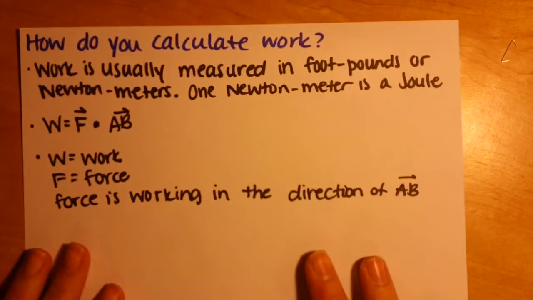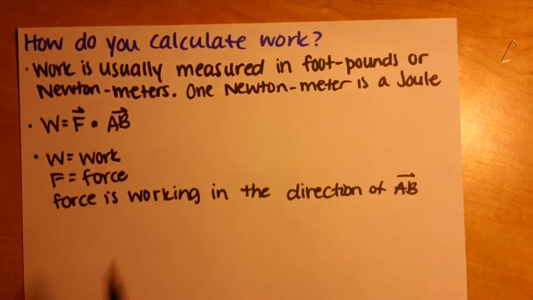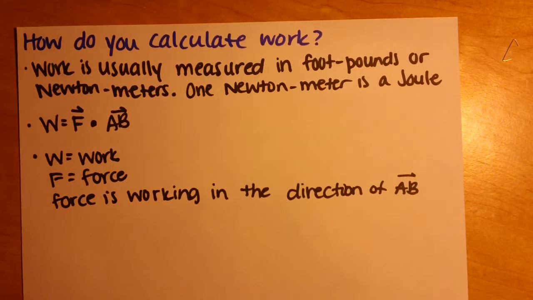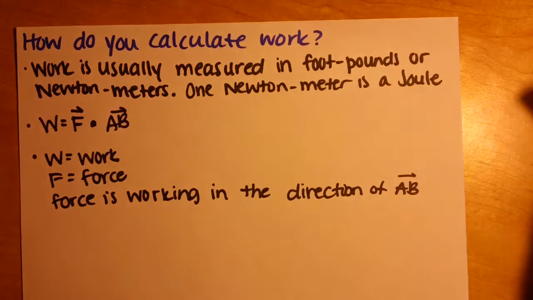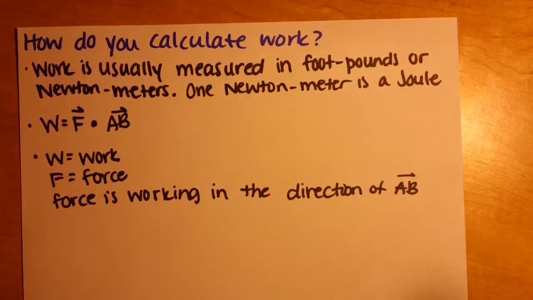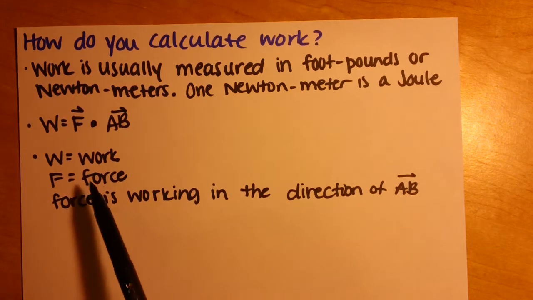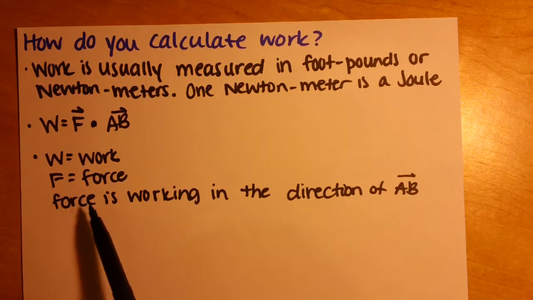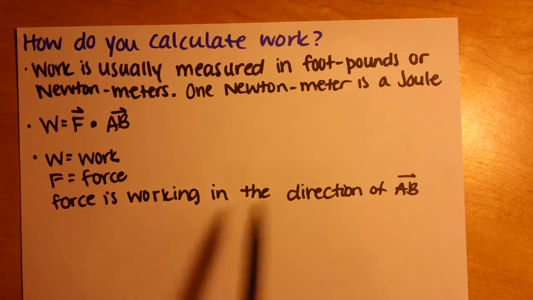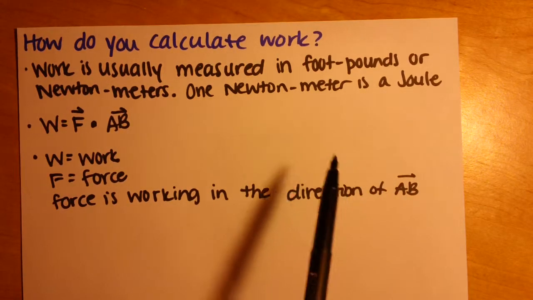So now let's look at how to calculate work. So how do you calculate work? Work is usually measured in foot-pounds or Newton-meters. 1 Newton-meter is called a joule, which you may be familiar with if you've done some chemistry or things like that. So work is going to be force times the vector AB, where W is work, F is force, and the force is working in the direction of the vector AB.